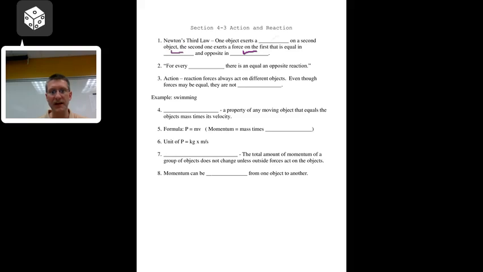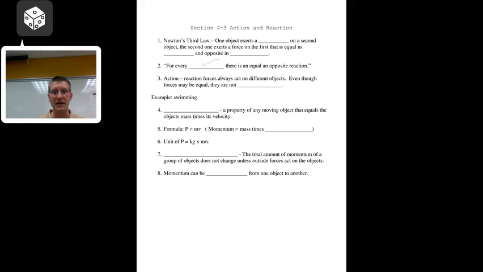So since they're equal in size and opposite in direction, that kind of leads to number two, and maybe you've heard this before. It's kind of like the nickname of what Newton's law is. It's the action-reaction law. So it says for every action, there is an equal and opposite reaction. And in a little bit, we're going to get to some examples here as well that'll hopefully make some sense to you. So number three, action-reaction forces always act on different objects.